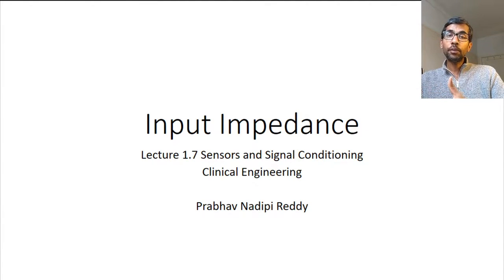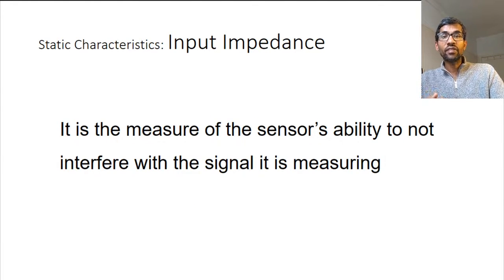So the idea of input impedance and sensors is kind of a generalization of the idea of input impedance in electronics. And basically, input impedance is the measure of the sensor's ability not to interfere with the signal that it is measuring, right? So let me take an example, and hopefully this will make sense to you with this example.